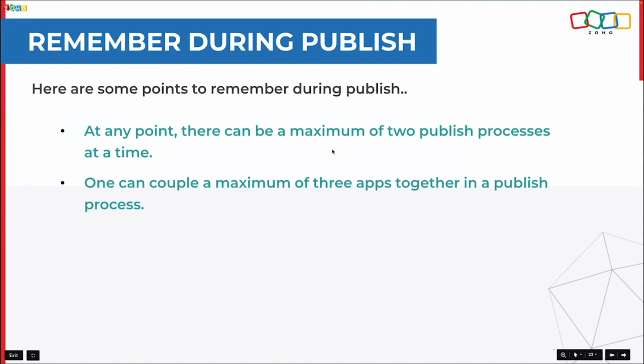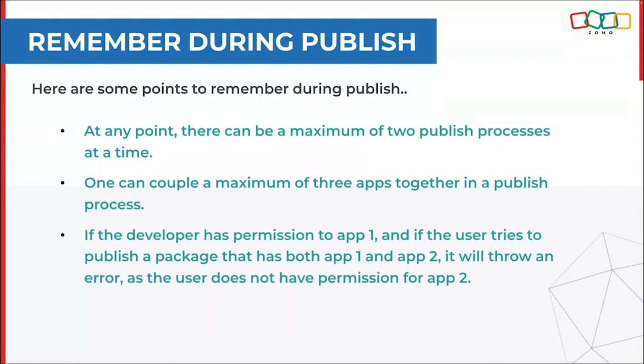The second point: one can couple a maximum of 3 apps together in a publish process. So you will be able to select up to 3 apps and initiate the publish process for them. If the developer has permission for app 1, and the user tries to publish a package that has both app 1 and 2, it will throw an error as the user does not have permission for app 2. So let me illustrate this with an example.